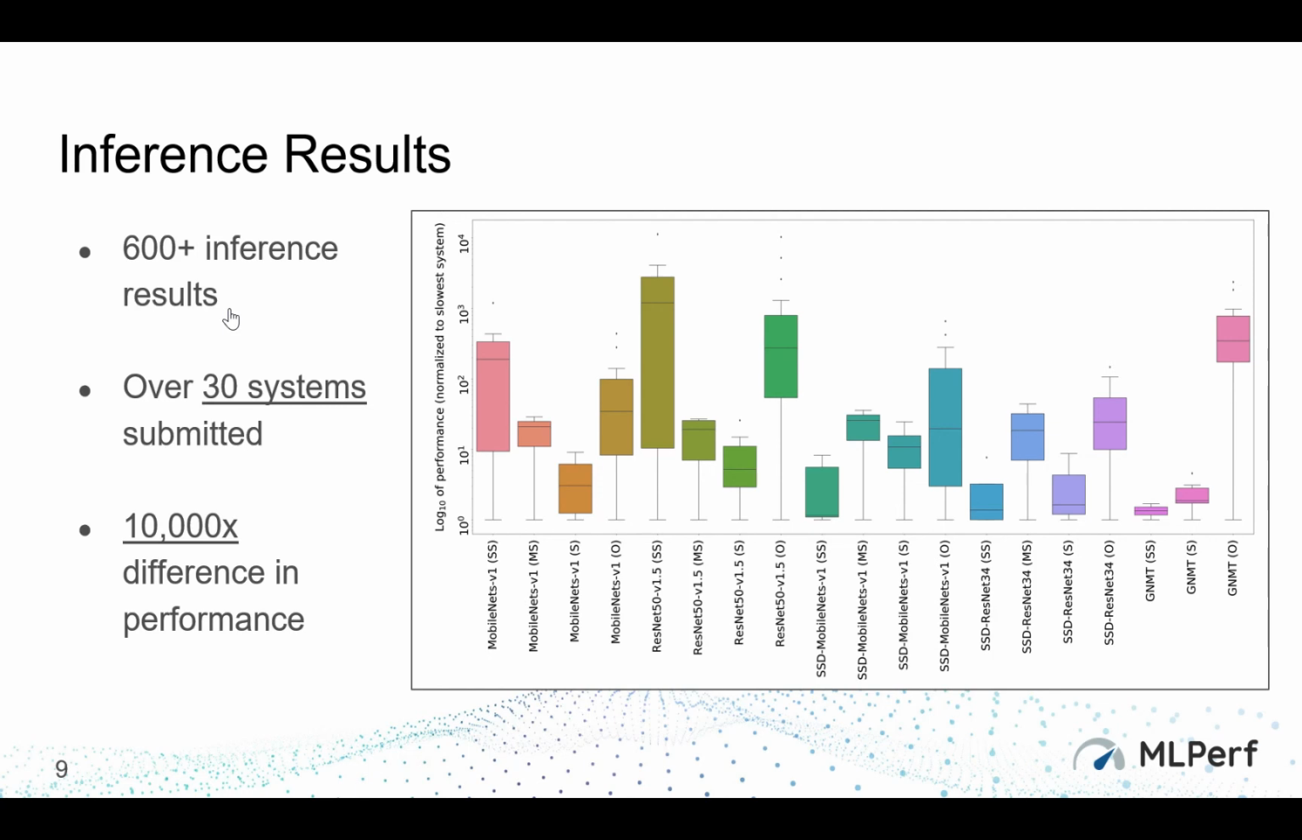That's spread across over 30 different unique systems. And if you look at the performance range for the benchmark, in terms of what the performance is from the slowest system to the fastest system, that's what the plot is actually showing across all the different benchmark cases that we have. It's about 10,000x difference in performance.